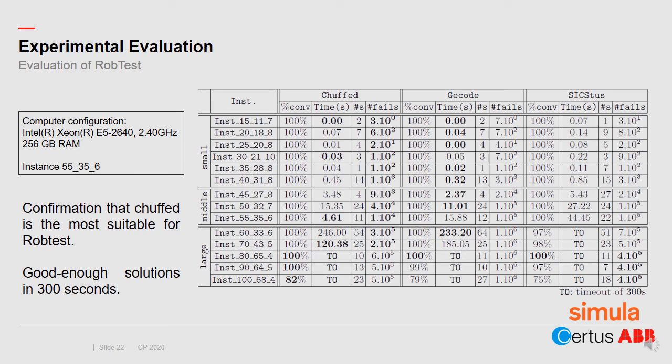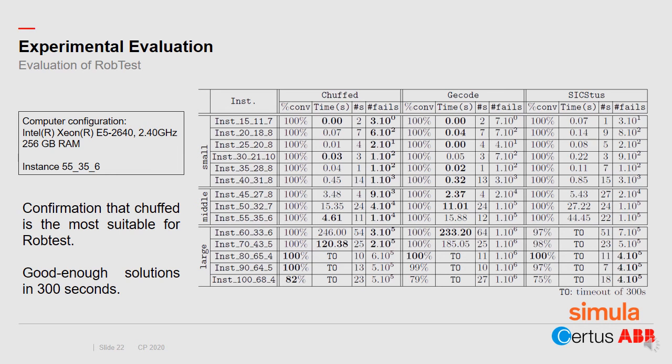The last experiment is the evaluation of RobTest. For this, you can see the table with 14 instances and the 3 different solvers, Shepherd, G-code, and Sixtus Prolog. These results are obtained with the max regret heuristic. You can see that for small instances, from 15 points to 40 points, the 3 solvers are able to return the optimal solution in less than 1 second.